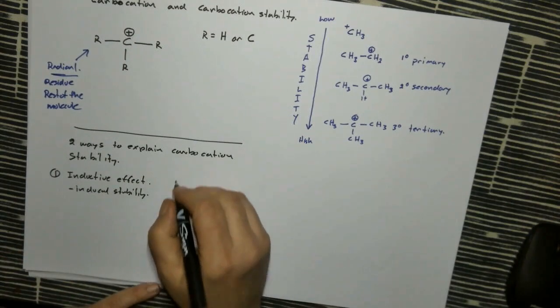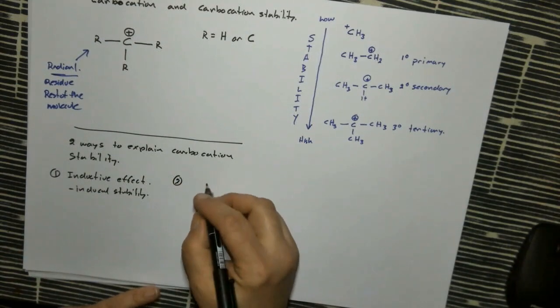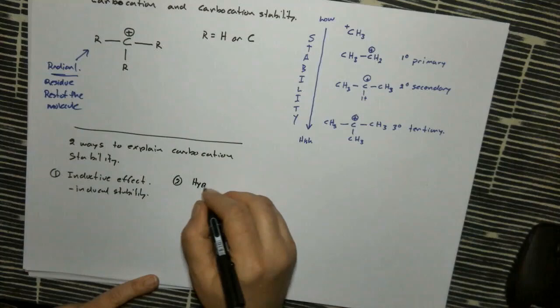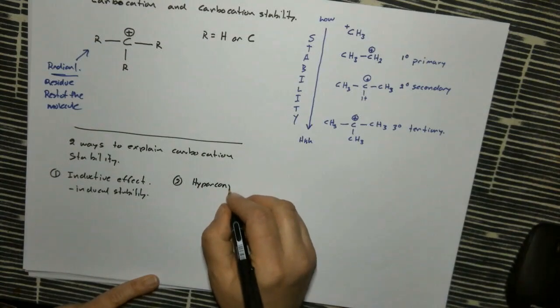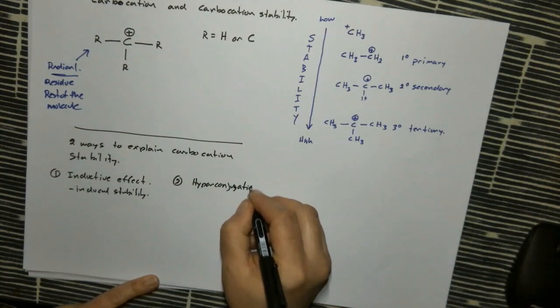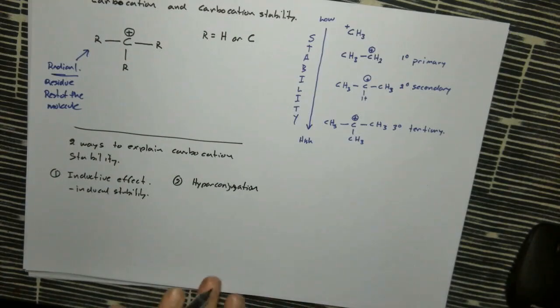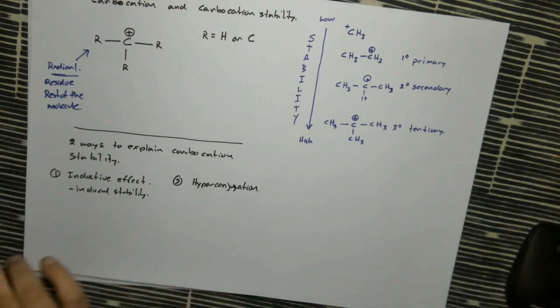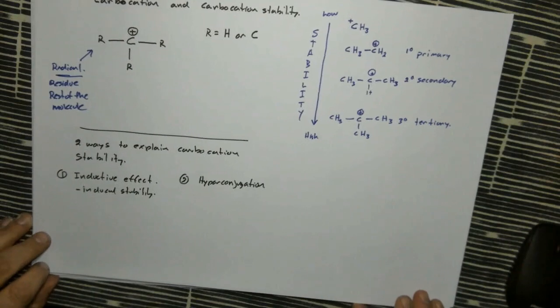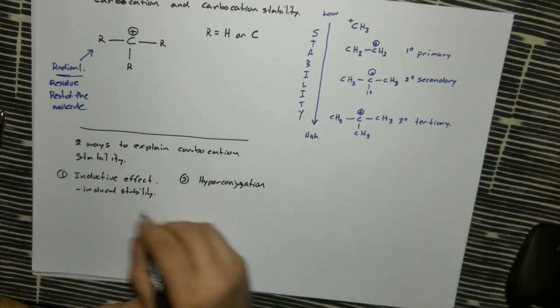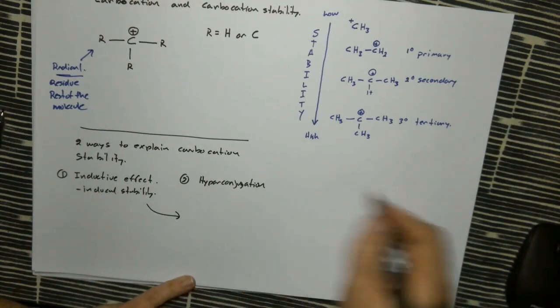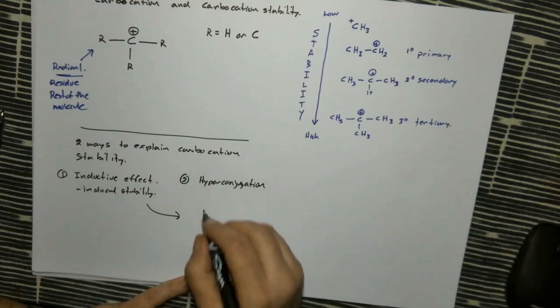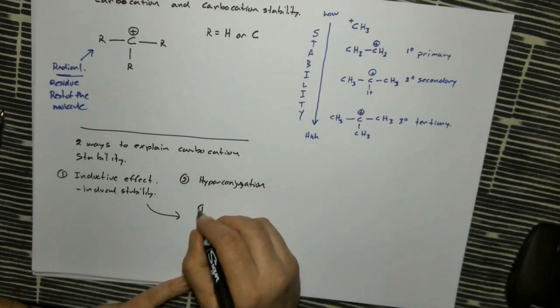And then the second one is something called hyperconjugation. In reality, they're kind of describing the same thing. They're just, one is a little bit more simple than the other. So I'm going to start with number 1 here. So the inductive effect, and I'll talk about hyperconjugation in just a minute. So let's look at this example here, 1.